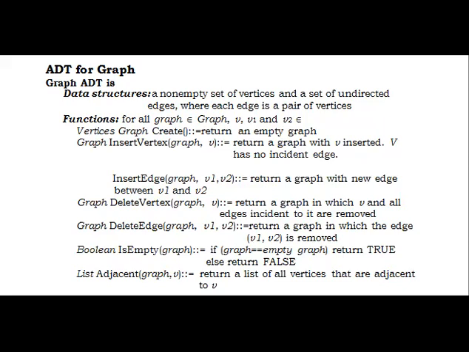Then in a graph we have to delete the vertices, and also we can delete the edges between two vertices. Boolean is empty: we have to check whether the graph is empty or not. And the list of adjacent: the list of all vertices that are adjacent to B can be returned. These are the functions we have to apply in the graph based on data structure.